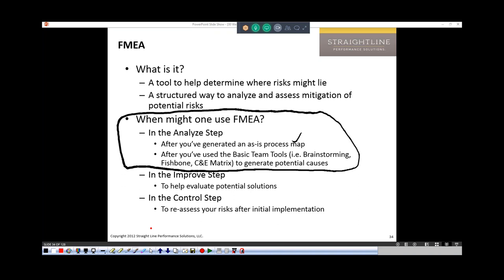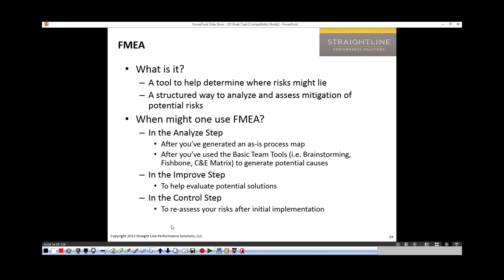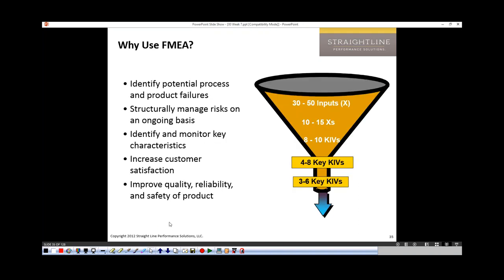Okay, so let me go back here. This is basically how it works. If you think about the funnel, it's when you have a lot fewer key inputs and key outputs than you did when you started. So if you're starting with 30 or 50, that's sort of brainstorm time. Multi-voting might get you down to 8 or 10 or even 4 to 8. That's the time to use an FMEA, when things are pretty well structured.